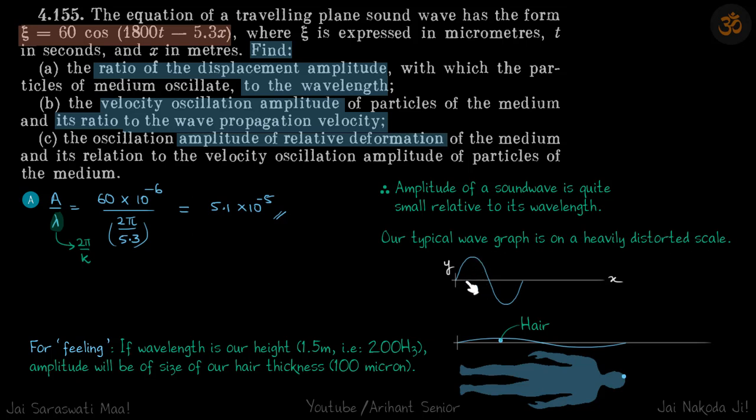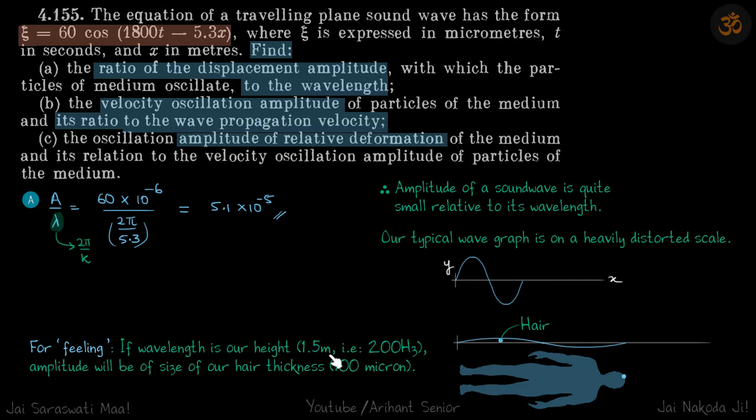Here you can see that this amplitude and the lambda are in the ratio 1:1, but the actual ratio is 5.1 into 10 to the power minus 5. So realistically, if you take a man's height as the wavelength of the wave, then the amplitude of these vibrating particles will be the diameter of a man's hair. So this is the actual sine graph of displacement versus x. This diagram is there for the feeling of it.